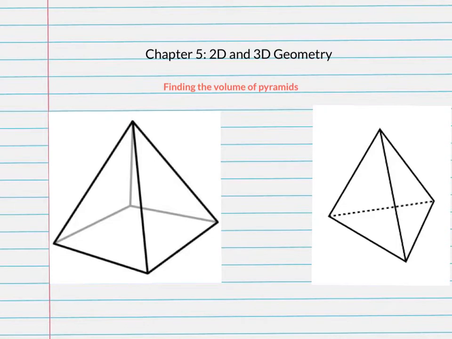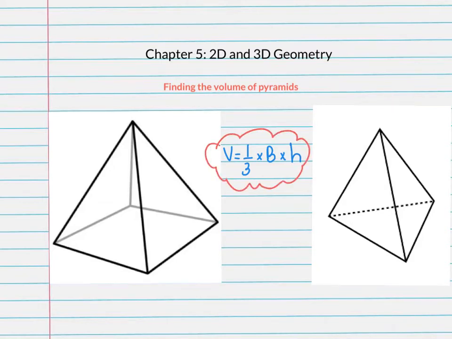Whatever the pyramid is, whether it's a square-based pyramid as in the picture to the left, or a triangular-based pyramid as shown in the picture to the right, in both cases the rule is the same. The rule is: volume is equal to 1/3 times the area of the base times the height of the whole pyramid, h. So this rule needs to be memorized.